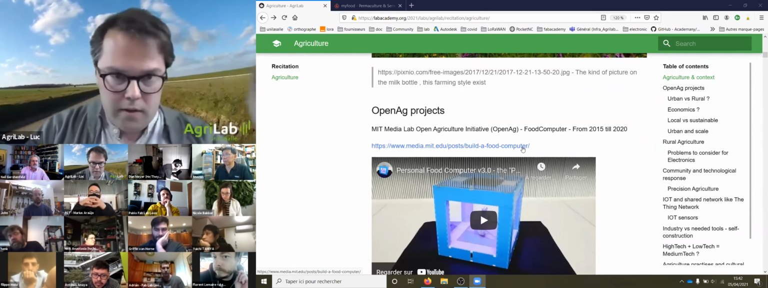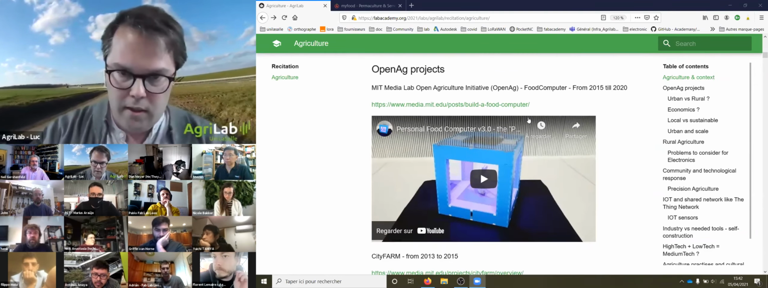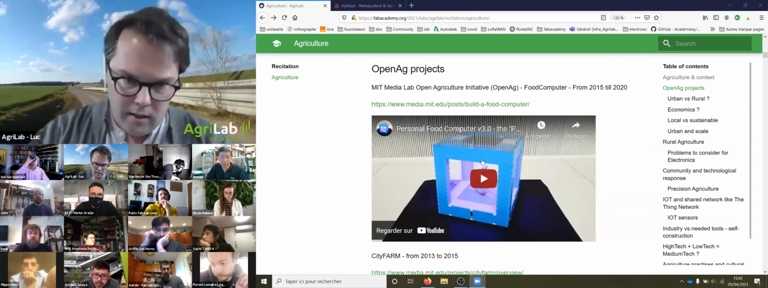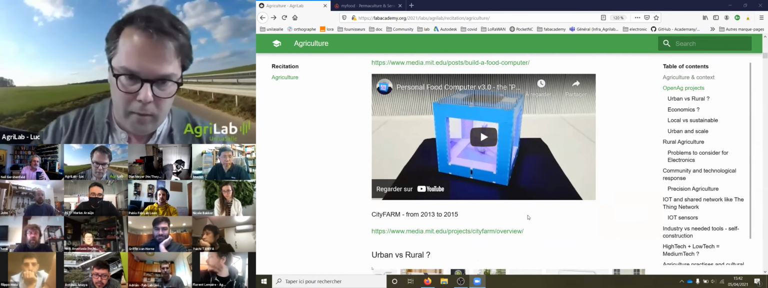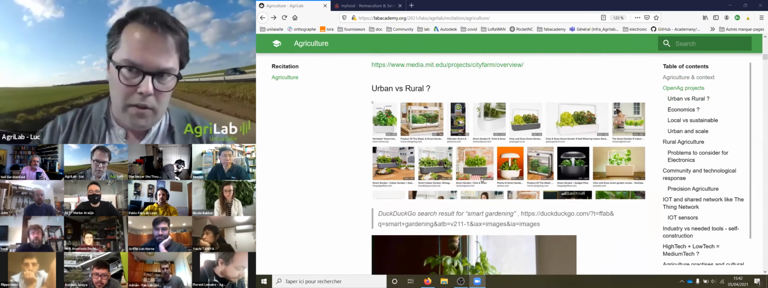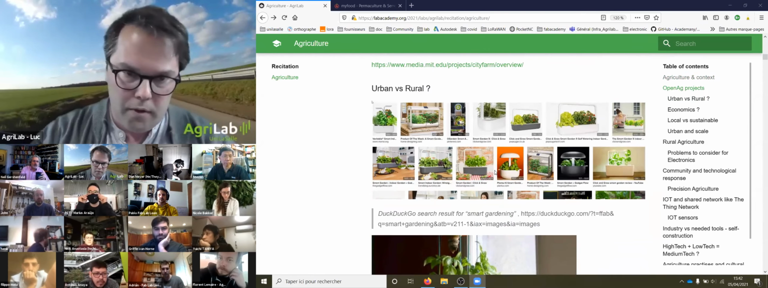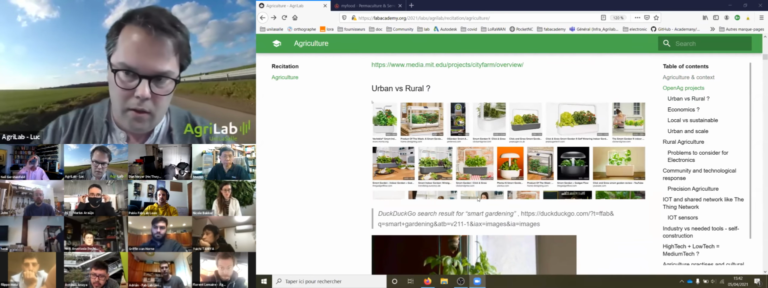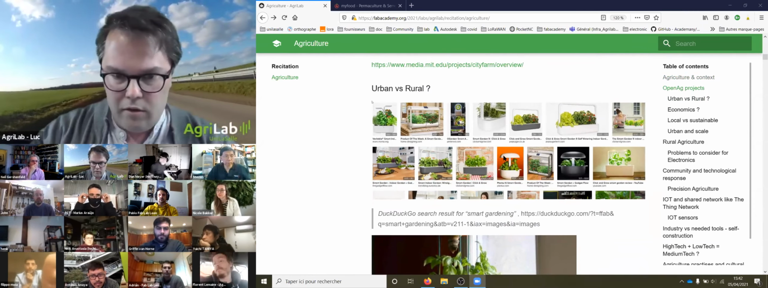Just to point out, there is an open agriculture project that has been running for several years at MIT, and this was called the Food Computer. They also try city farm. So I talk mostly of urban and rural agriculture. They are not opposed, but this is the kind of results you get when you are looking in a search engine for smart gardening. So this is a certain kind of picture.